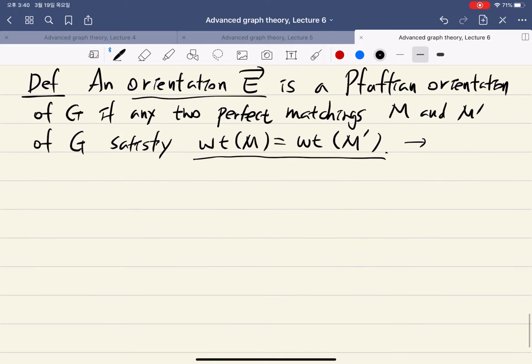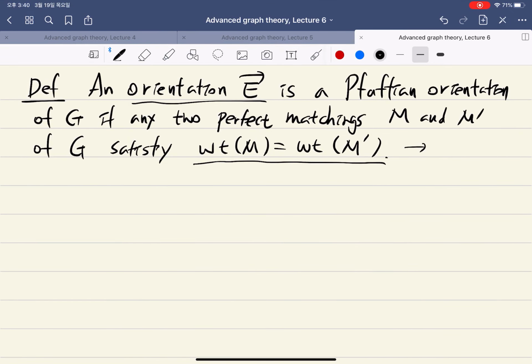But obviously, you cannot hope for having a Pfaffian orientation for every graph. For example, it's not too difficult to actually check that K3,3 has no Pfaffian orientation. Actually, I have never checked it, so I'm not quite sure whether it is that difficult to check. But I heard people saying that it's not that difficult. So maybe you can try for yourself.